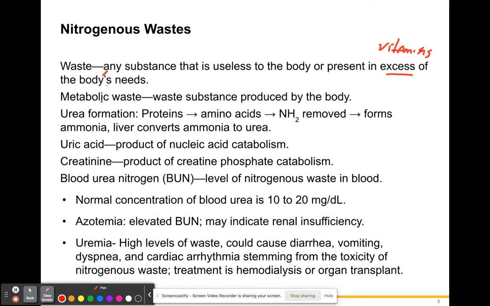Then there are things that are useless to the body, like fecal matter and solid waste and things like that.